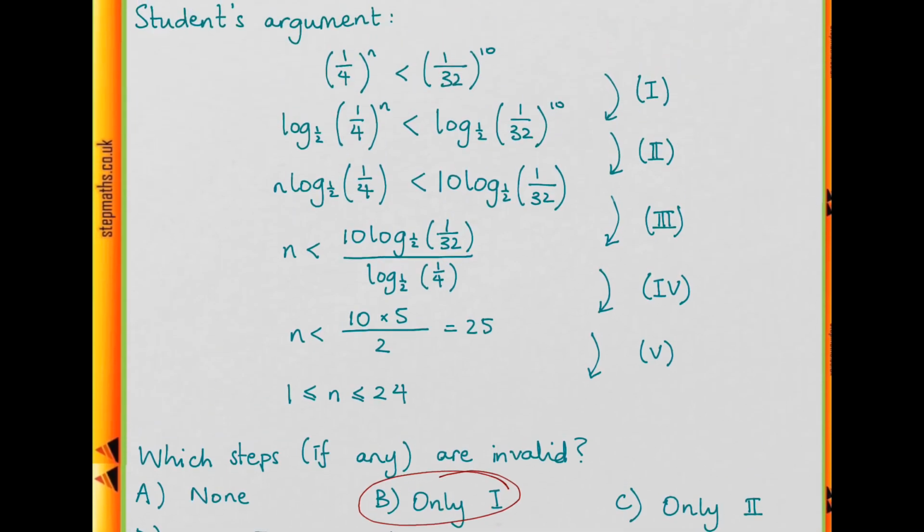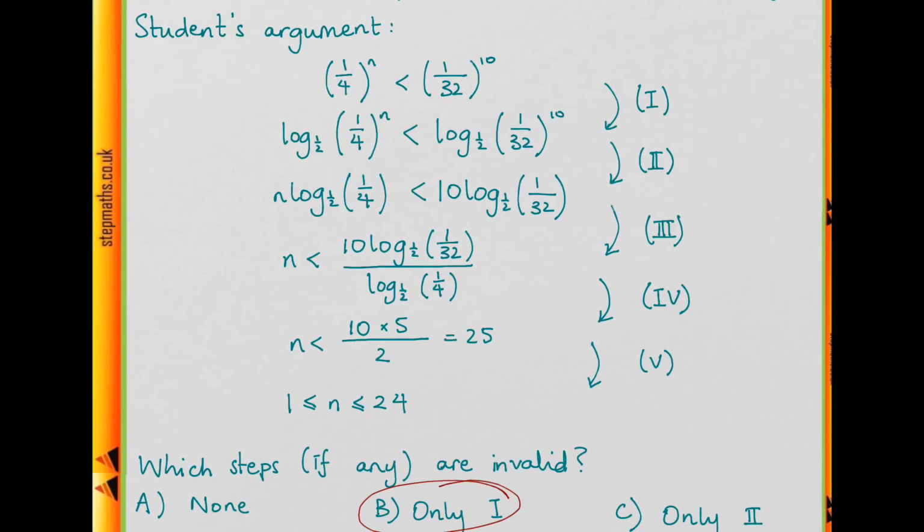Now if you wanted to check through the rest of these steps, just to make sure: for step 2, we're just taking the powers down to the front, and that's a standard property of logs, so step 2 is fine. For step 3, we're dividing through by this log base a half of a quarter, and we can always divide as long as it's not 0. And log base a half of a quarter is not going to be 0, because you only get 0 when you're taking log of 1. So step 3 is also okay.